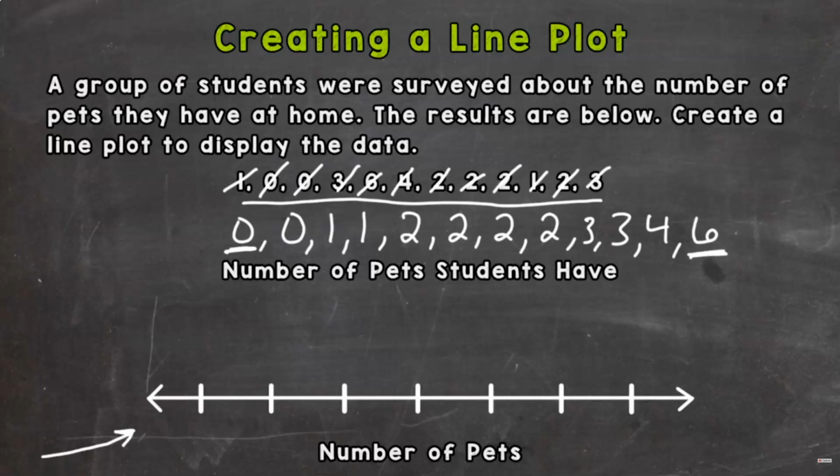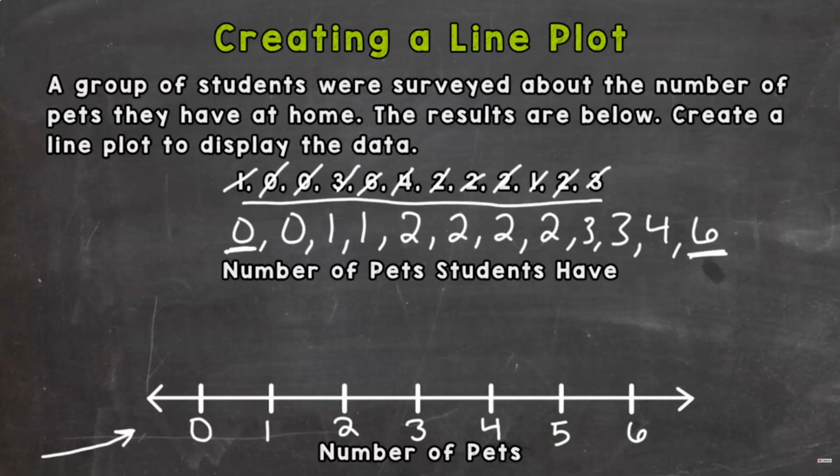So let's start with 0. 1, 2, 3, 4, 5, and 6. So that number line will include all of our data results. Now, you don't need a number line that counts up to 20. That would be unnecessary for the data we have. And you also don't want a number line that only goes up to 4 because you would not include some of the data that you need to have on your line plot.